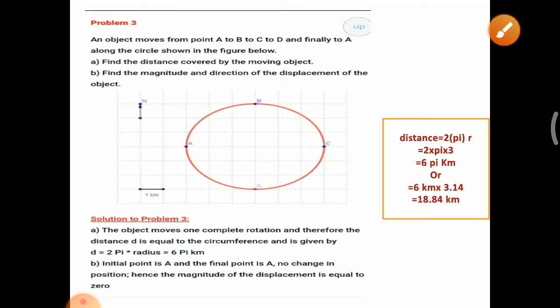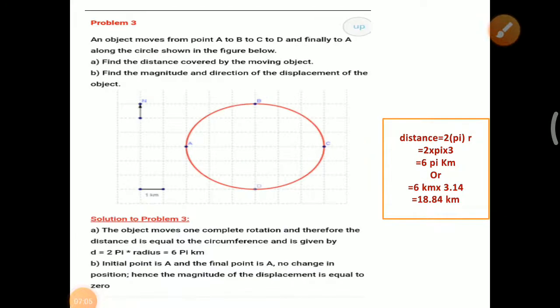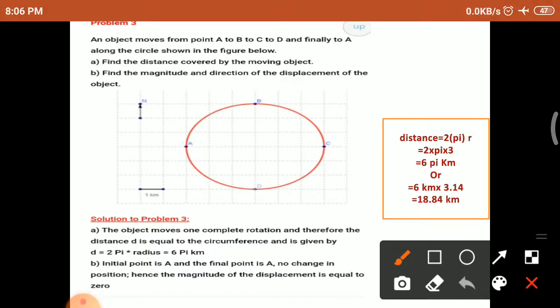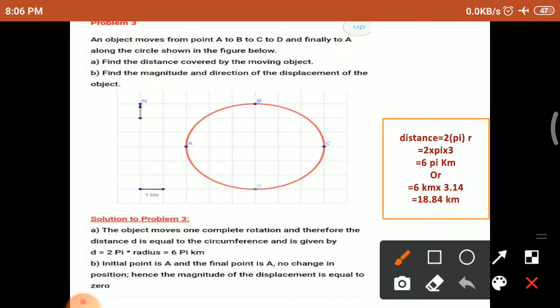The next one: an object moves from point A to B, B to C, C to D, and finally to A along the circle. So the object moves A to B, B to C, C to D and D to A. Find the distance and displacement, and the magnitude and direction of the displacement. Here one small box is equal to 1 kilometer.